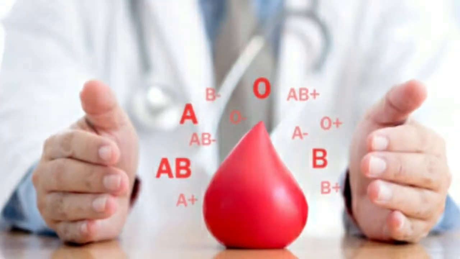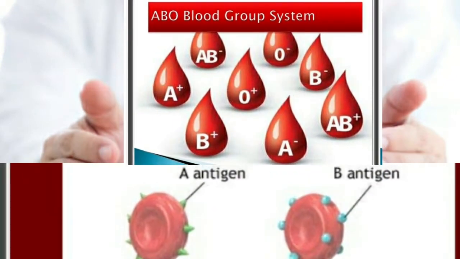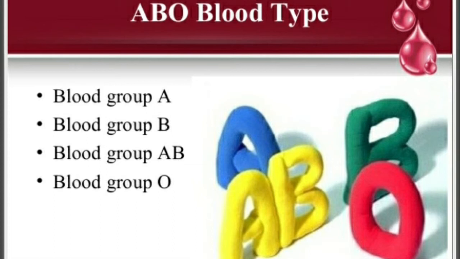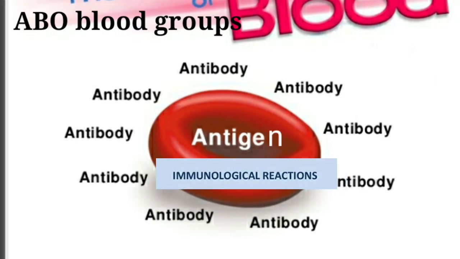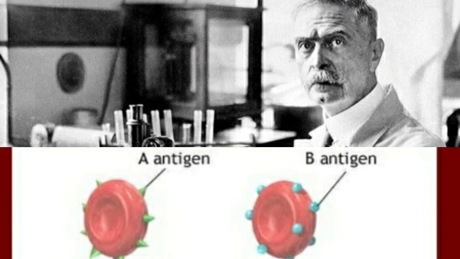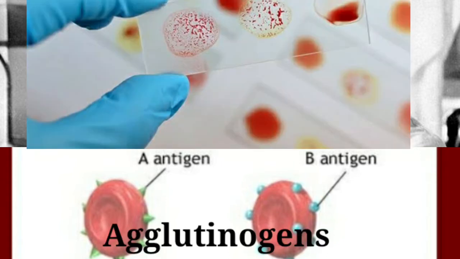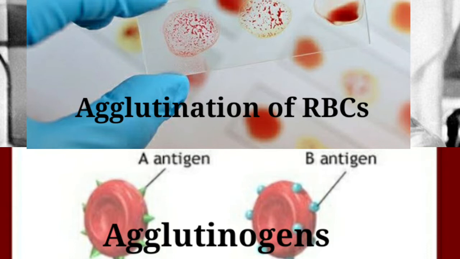ABO system is based on the presence or absence of antigen A and antigen B. Blood is divided into four groups: blood group A, B, AB, and O. The determination of ABO blood groups depends upon the immunological reaction between antigen and antibody. Landsteiner found two antigens on the surface of RBCs and named them antigen A and antigen B. These antigens are also called agglutinogens because of their capacity to cause agglutination of RBCs. Clear children, antigens are also called agglutinogens.